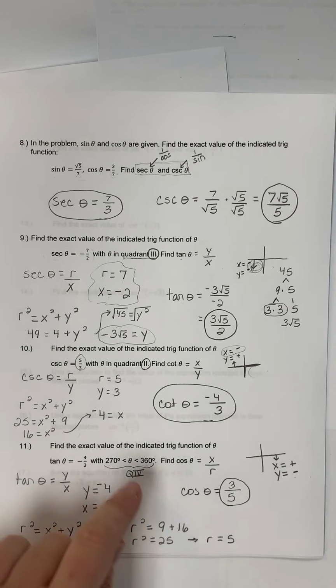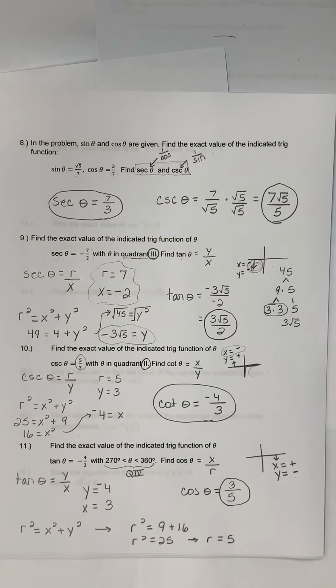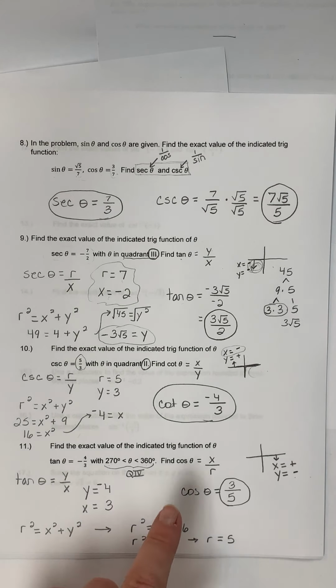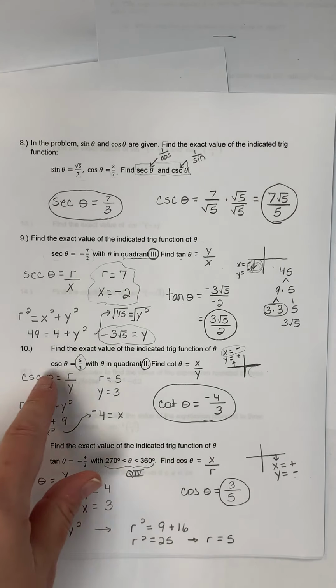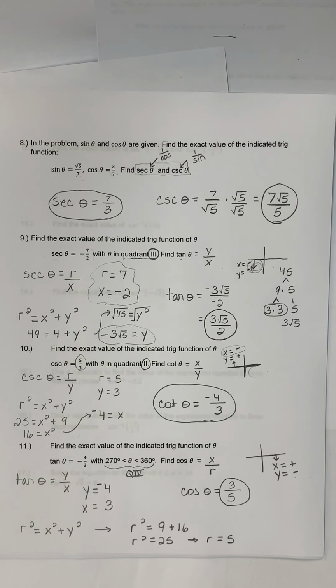So make sure that you understand the role that the quadrants play in there. That helps you figure out who's positive and who's negative. Also make sure that you know how these 6 trig functions break down in terms of x and y and r, and that you use the Pythagorean theorem to find those answers.